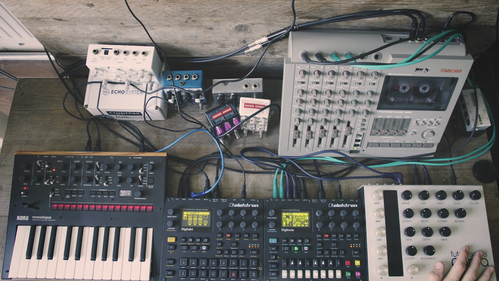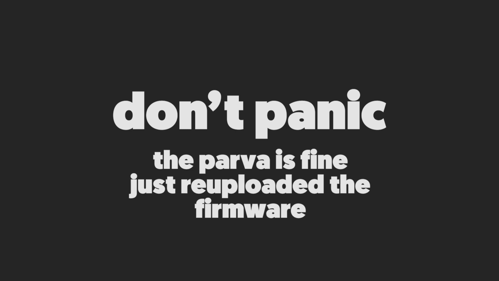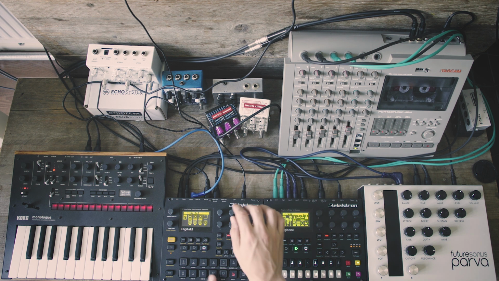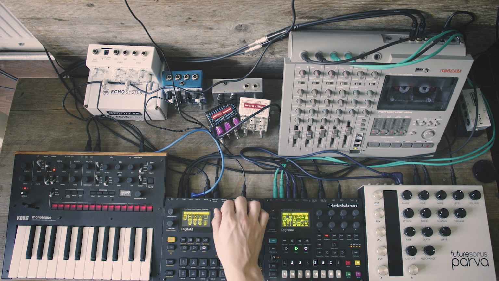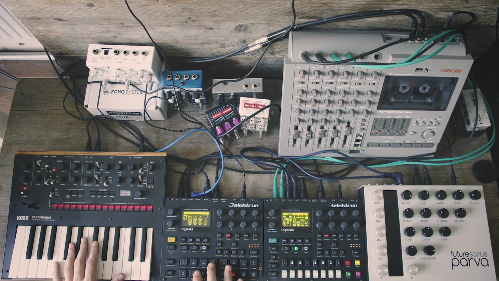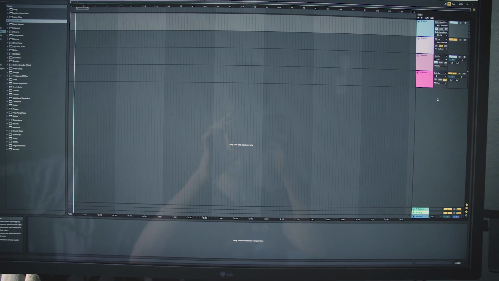Unfortunately, my Parva broke down just before I wanted to record this, so it's just not turning on. This was on channel 13, so I could just on one of the tracks put it on 13, and then I can control it with this, record it in the Digitakt as a pattern, or I can record it in the DAW on a MIDI track.